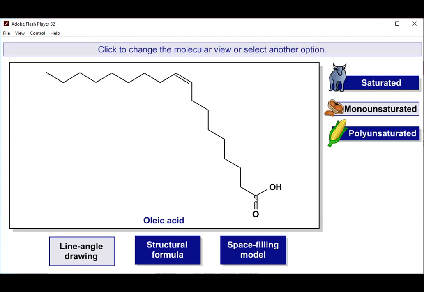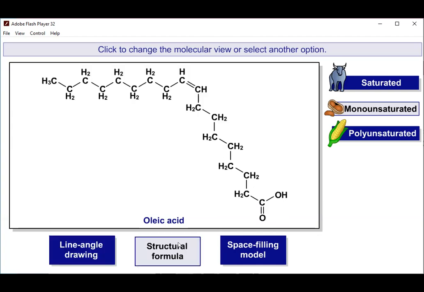Okay, there's a carbon here too. And then the hydrogens are implied. And so the structural formula shows us that the carbon at the end is a CH3. All of those inside are CH2s, except for that double bond. So remember, it's called unsaturated because there's less than the maximum number of hydrogens when you introduce a double bond.